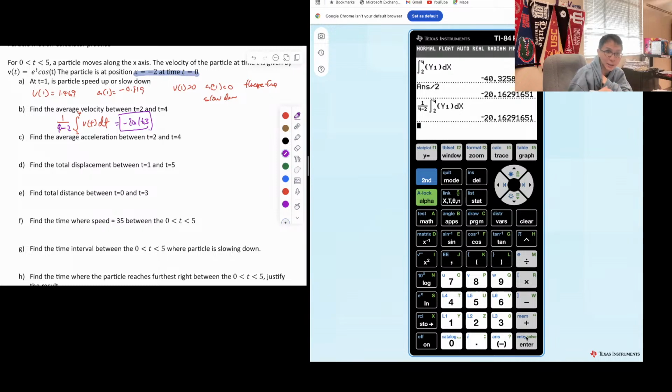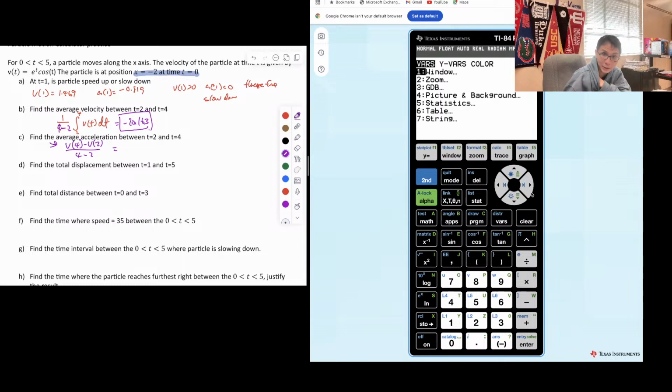So now that's the average acceleration. So, average velocity. Now average acceleration, the only difference is this one is going to be v of 4 minus v of 2 over 4 minus 2. If you don't write it down, you cannot get a point. You have to write this down, and then you can write down the answer if you want. So I'm going to do that.